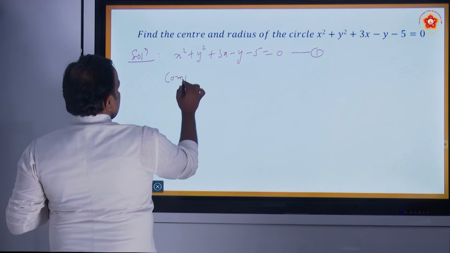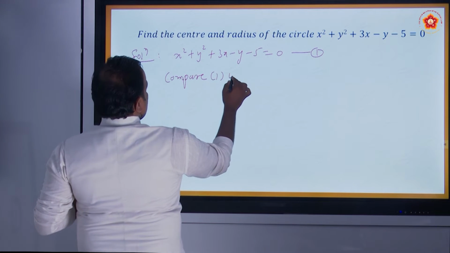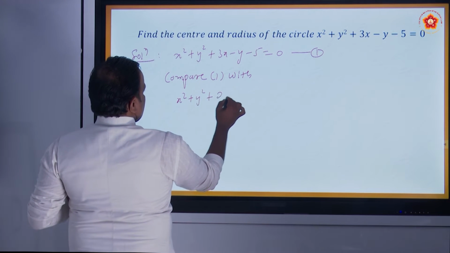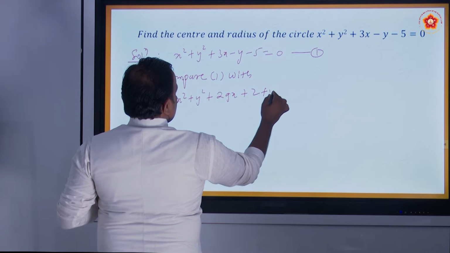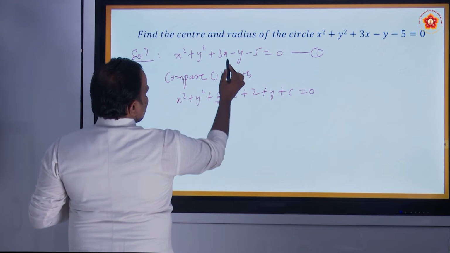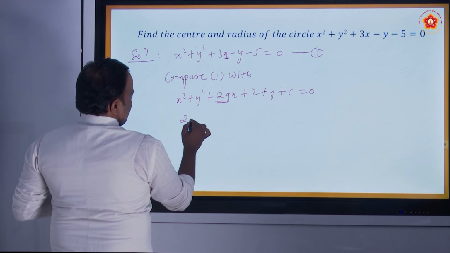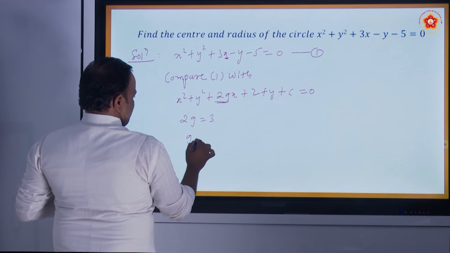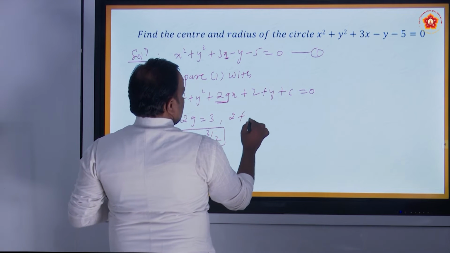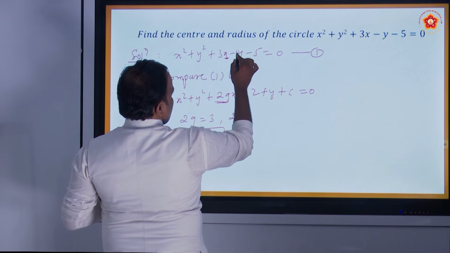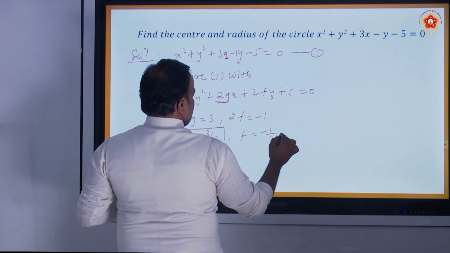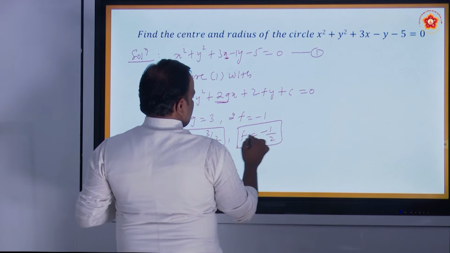Compare 1 with x square plus y square plus 2gx plus 2fy plus c equal to 0. Clearly we say that 2g is nothing but coefficient of x. What is coefficient of x? It is 3. 2g is nothing but 3, g equal to 3 by 2. This is the value of g. Similarly, 2f is equal to, this is minus 1. 2f equal to minus 1, f equal to minus 1 by 2.